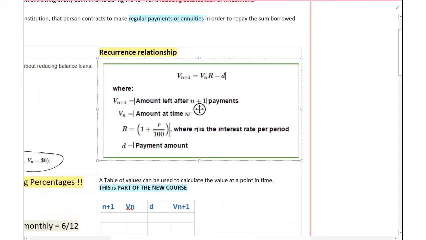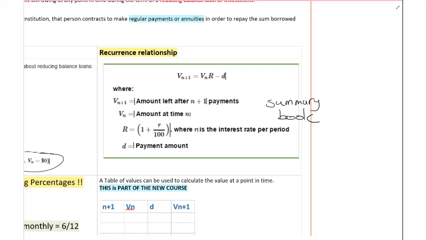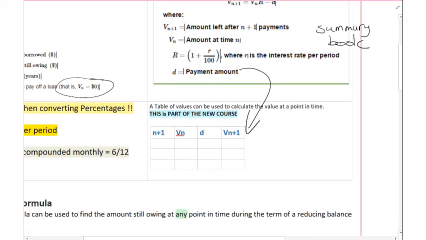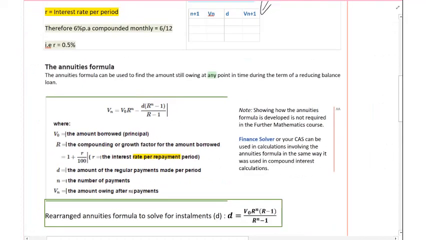Here's the recurrence relationship. I'd say put this in your summary book for sure, because it's useful to have this, as sometimes the questions might ask you to write the recurrence relation for whatever the problem is. You need to be able to refer to the recurrence relation. This corresponds to this sort of table here, and we'll go through a worked example of that in a little bit. Okay, we've got something called the annuities formula.